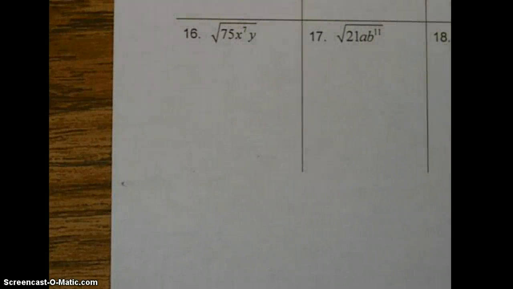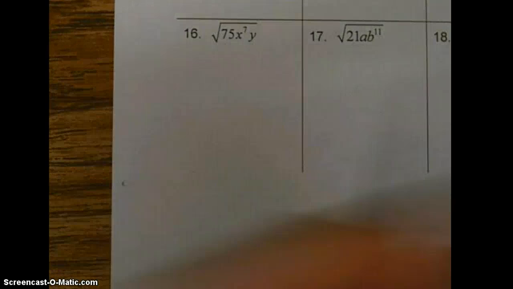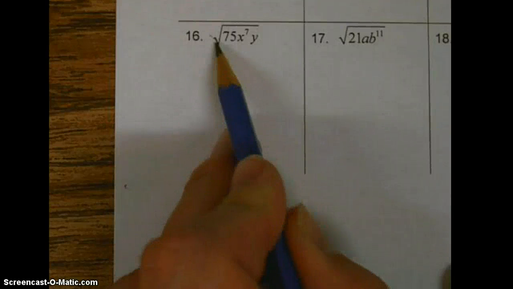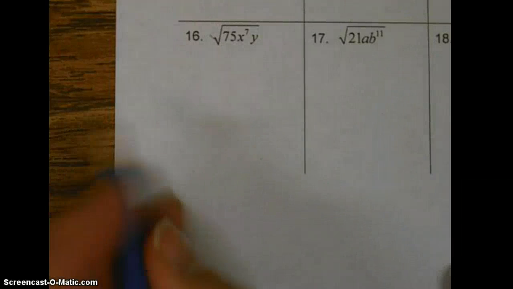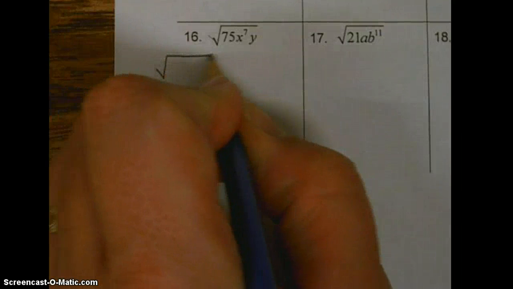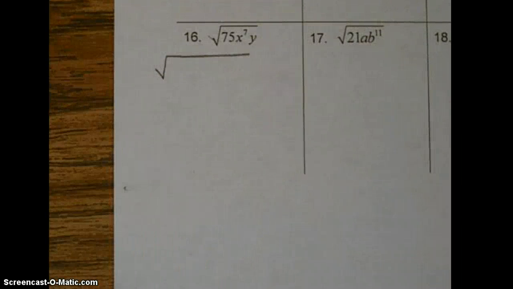Welcome. Here we are doing nth roots. In this case, we have a square root. Just a reminder, when there is not a number in the radical, it's a 2. So the first thing we want to do is break up our radicands.